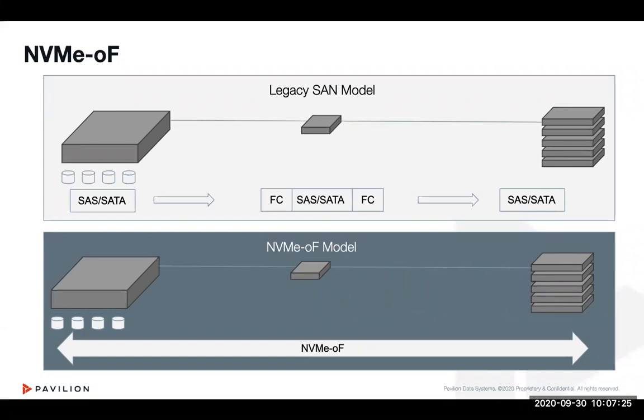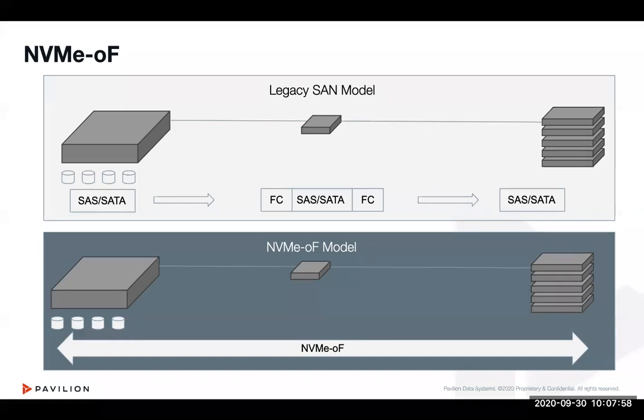NVMe-oF takes the NVMe protocol and extends it across the fabric. So it is an end-to-end NVMe solution. The drives, the SSDs, the flash media, are speaking NVMe, and so is the network. So that extra latency added by those extra protocols simply doesn't exist within the NVMe-oF model. So what is that doing? It's providing you with significantly greater potential bandwidth. It will allow you to use different transports.